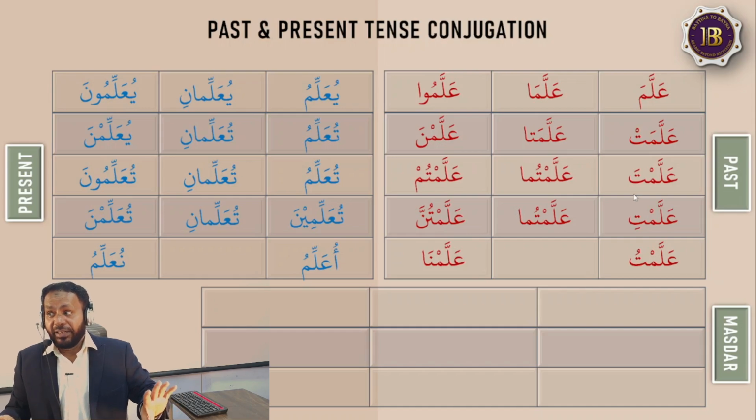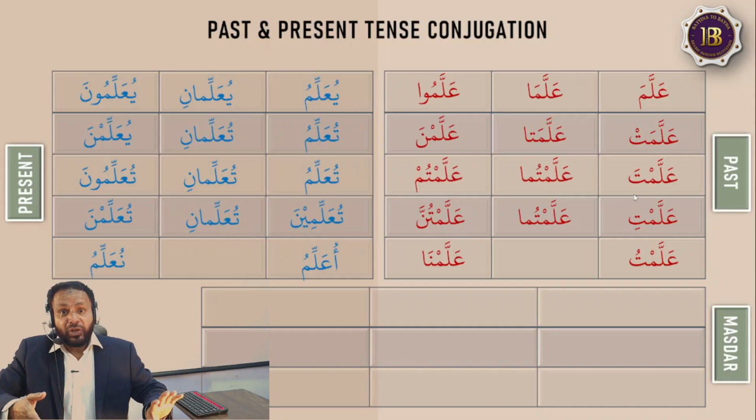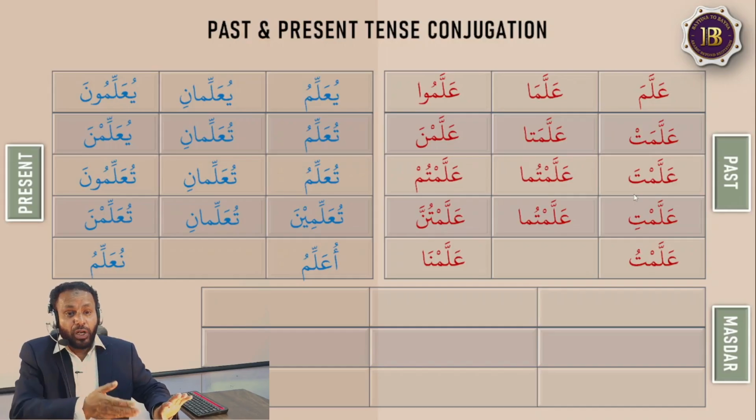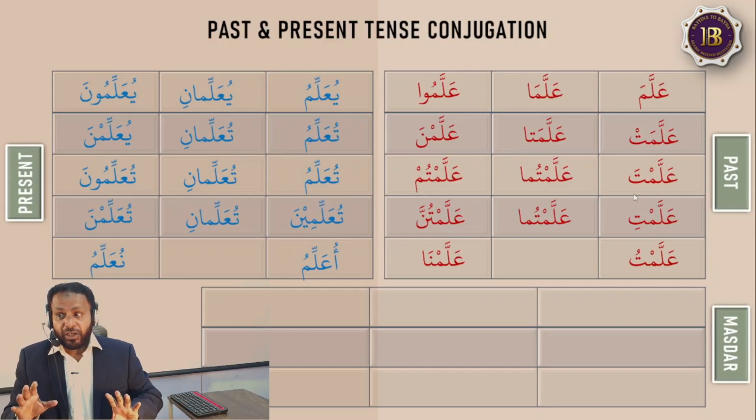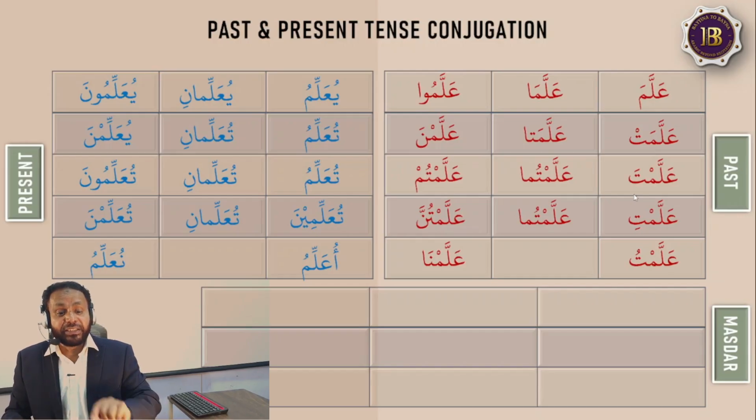9, not 6, 9. First column is singular, second is dual, third is plural. First row is rafa, next row is nasb, last row is jar. So 9 members are there. So masdar is not a verb, it's an ism. As you can see, ta'liman, right? There is a tanween at the end. The tanween tells you this is an ism.